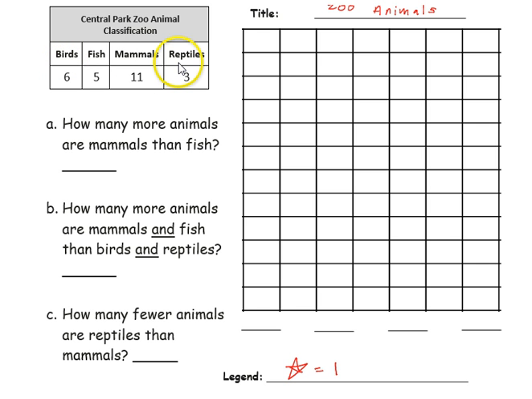Next, we'll fill in the animal names at the bottom of the chart. I'm just going to put their initials. So we have birds, fish, mammals, and reptiles. I'll start with the birds. Since I have 6 birds, I'm going to draw 6 stars to represent the birds.